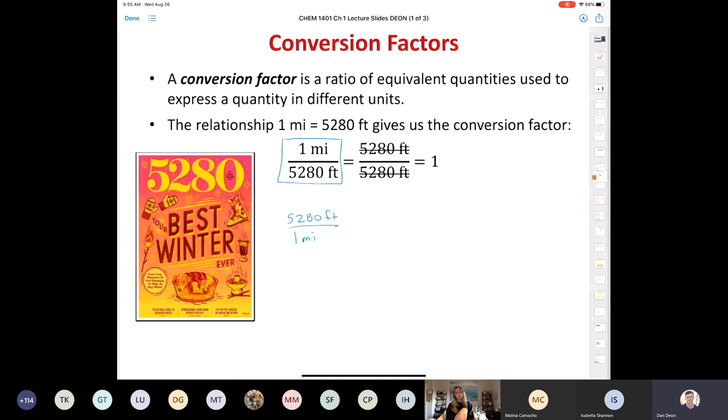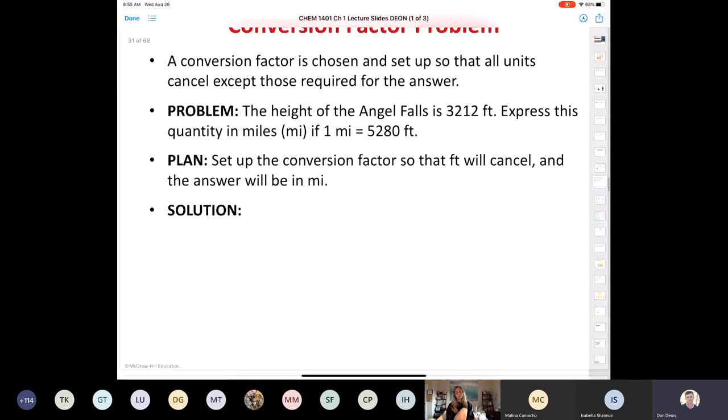How many eggs are there in a dozen? You know that in 1 dozen, there are 12 eggs. So we use conversion factors constantly in our day-to-day lives. And with that in mind, let's take a look at a problem that involves conversion factors.